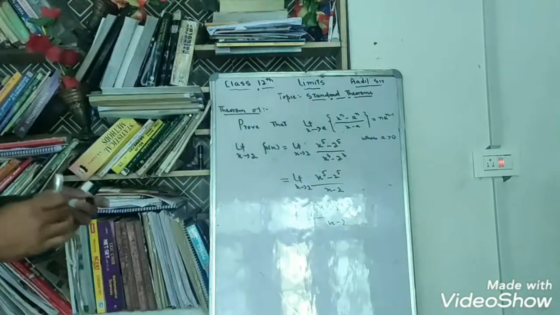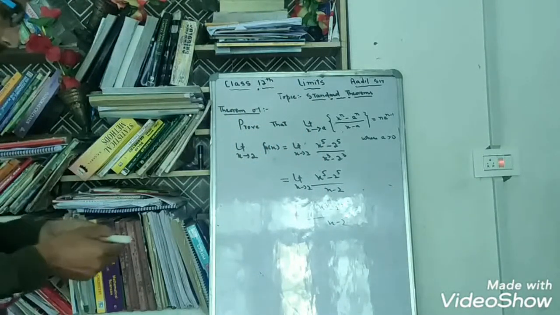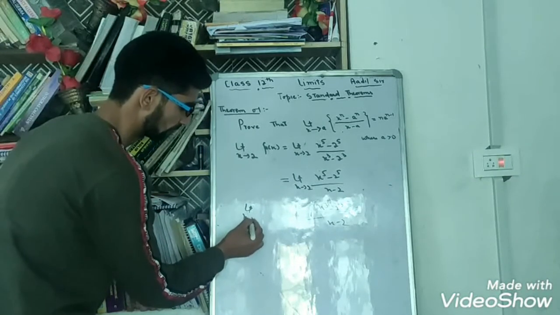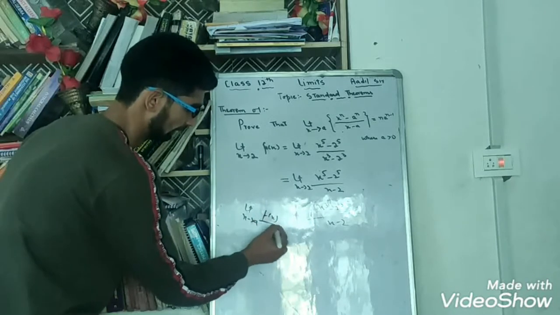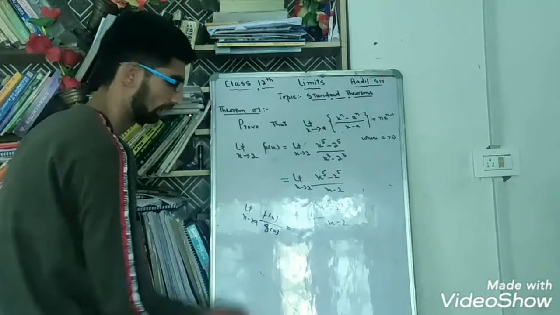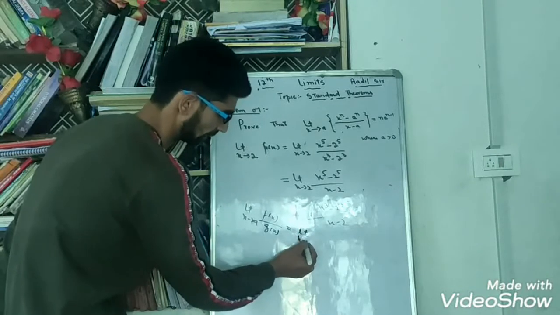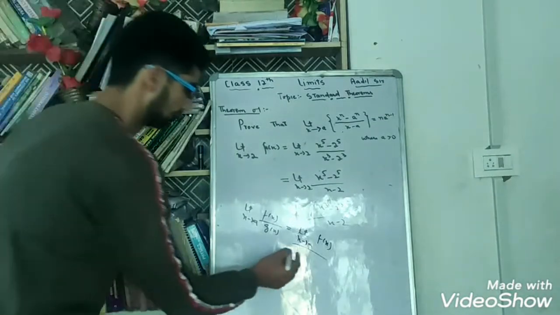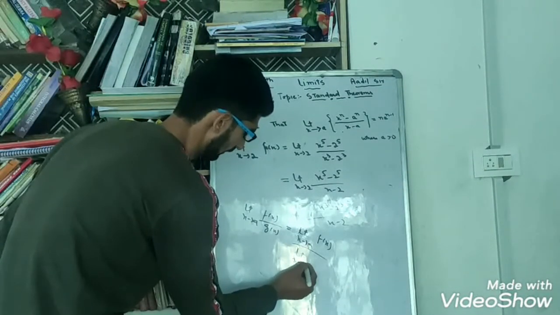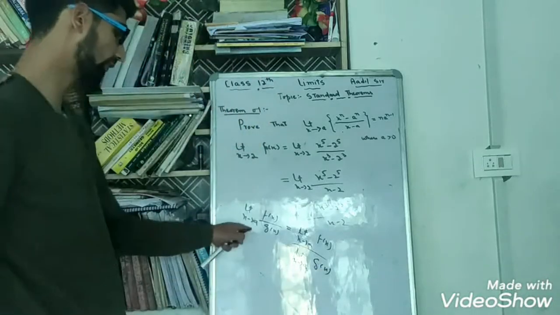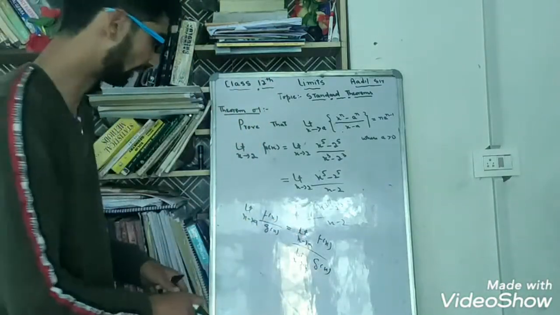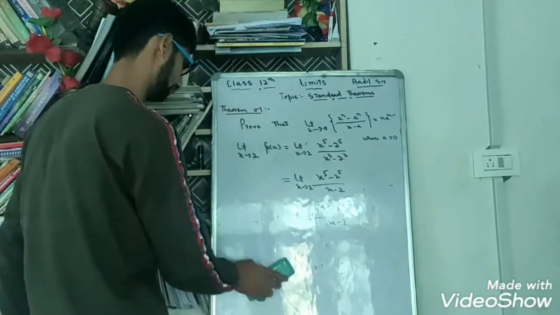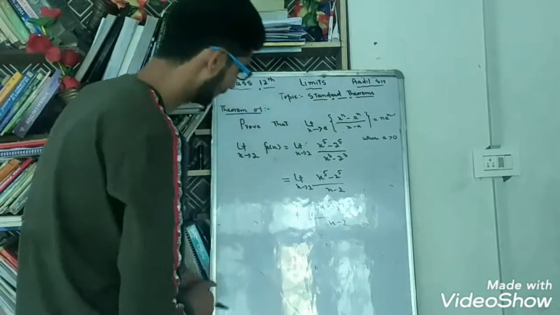We know beta another result, that the limit x tends to a of f of x divided by g of x is equal to beta, limit x tends to a of f of x divided by limit x tends to a of g of x. That means beta we can give this limit to both numerator and denominator. We have this theorem beta, we have already proved it. Now here we can apply this.